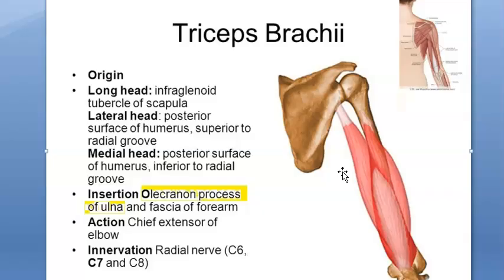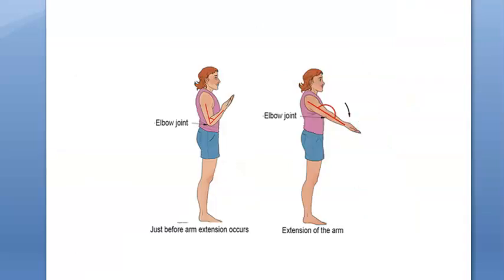Now let's go back here. So action: chief extensor of the elbow. It has to extend your elbow. Who has to extend the elbow? Triceps. Where is the triceps? Somewhere here. Does it help you extend your elbow? Just check. Hold that muscle at the back of your humerus and check.